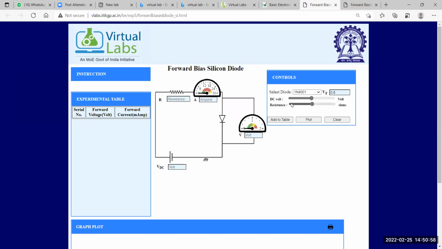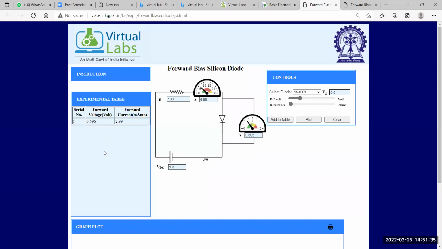Clear? Now fix the resistance. Now we have to fix the resistance at 100 ohm and vary the DC voltage. First, vary the DC voltage. This is the first one, and this is the second one. Total 8 or 10 calculations we have to put here.